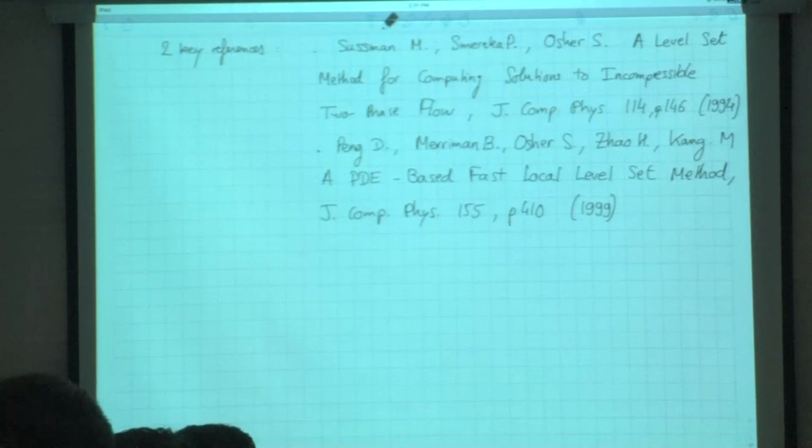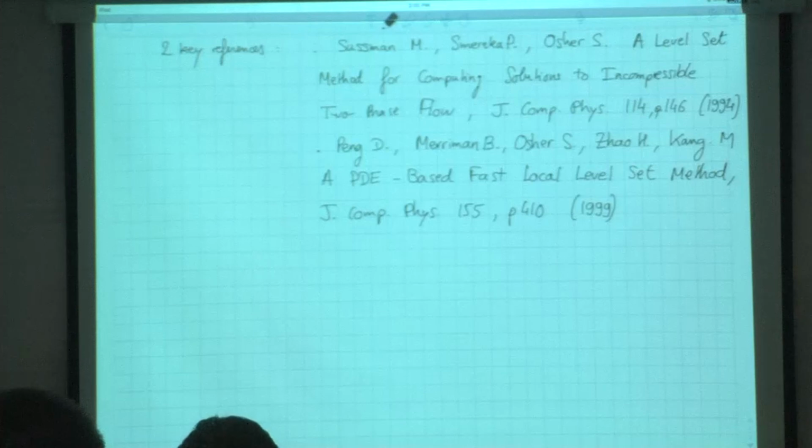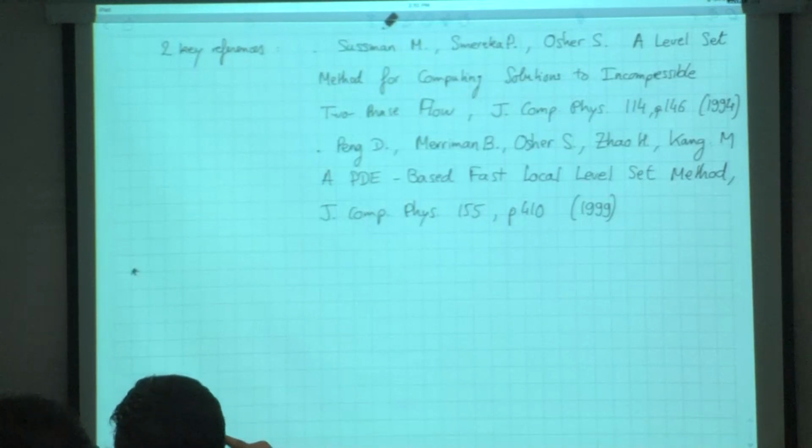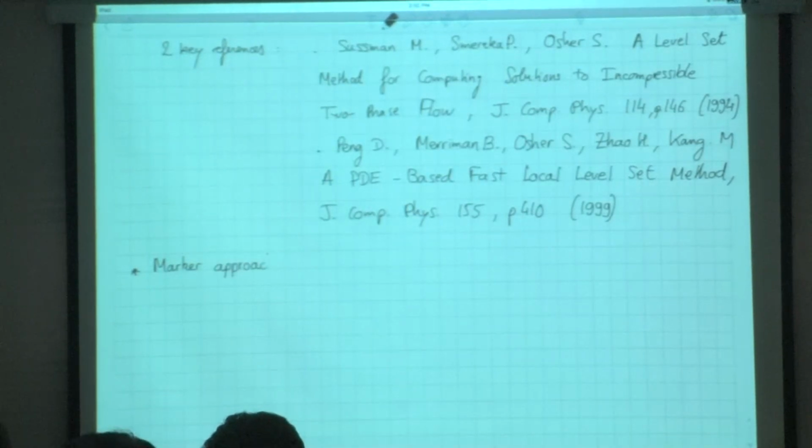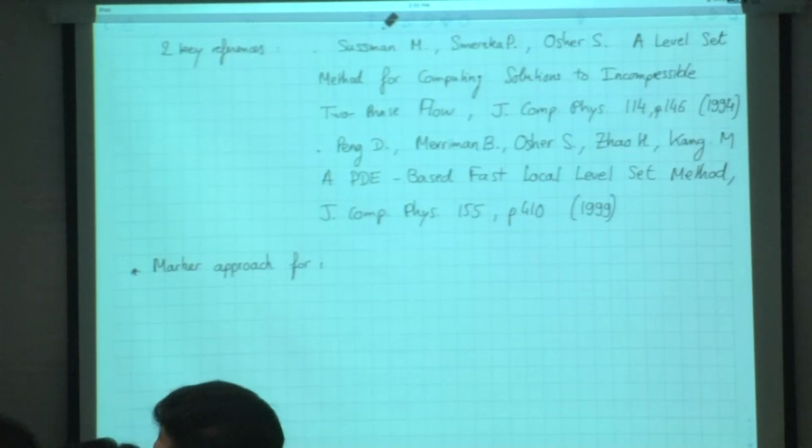Okay, so the first topic we're going to start by discussing is the question of, if you were to start completely from scratch, and you were tasked to follow a surface, or in 2D follow a line, what would you do? Well, probably the most natural way would be to put points along the surface and follow those points. So we'll talk a bit about what that approach entails. So we'll talk about the marker approach for interfaces.